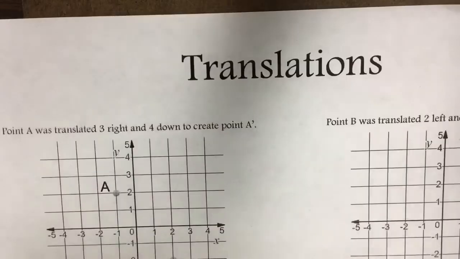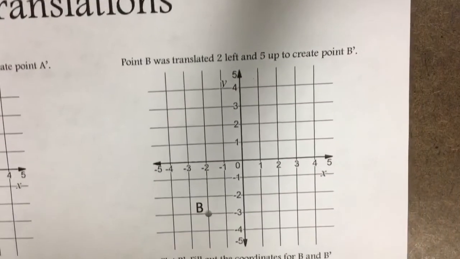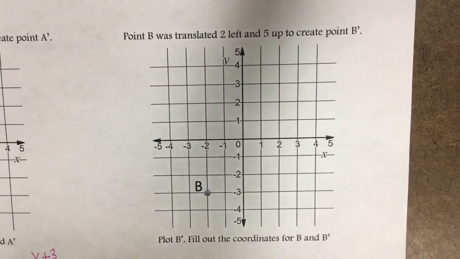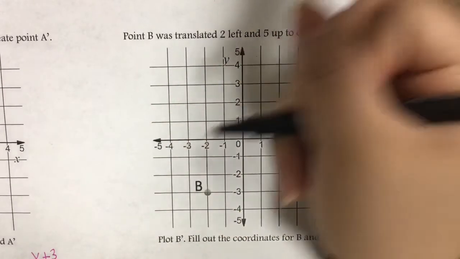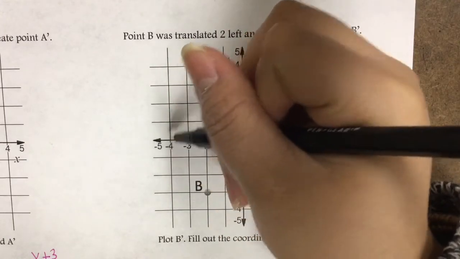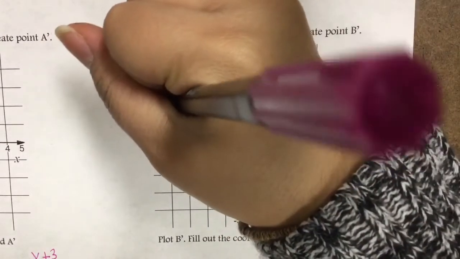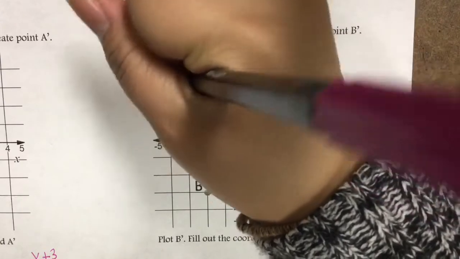Now let's go ahead and look at the second one. So point B was translated 2 units left and 5 units up to create point B prime. So we got to plot B prime first. So this time we need to do it ourselves. So go ahead and pause it, plot the point, and then you can play it and check. So we're going to go 2 left, 1, 2, and 5 up, 1, 2, 3, 4, 5. So B prime will be right here.